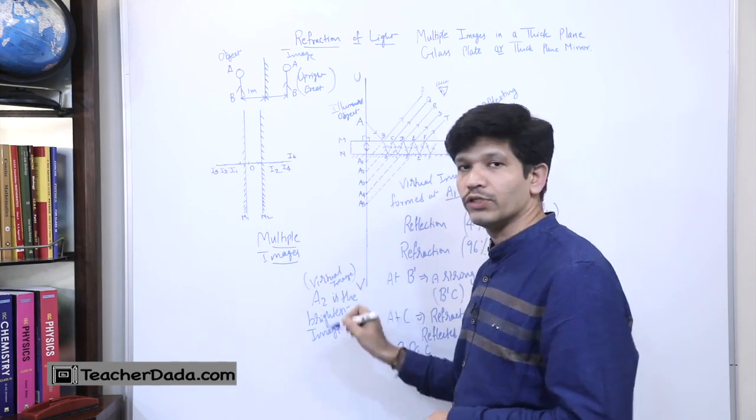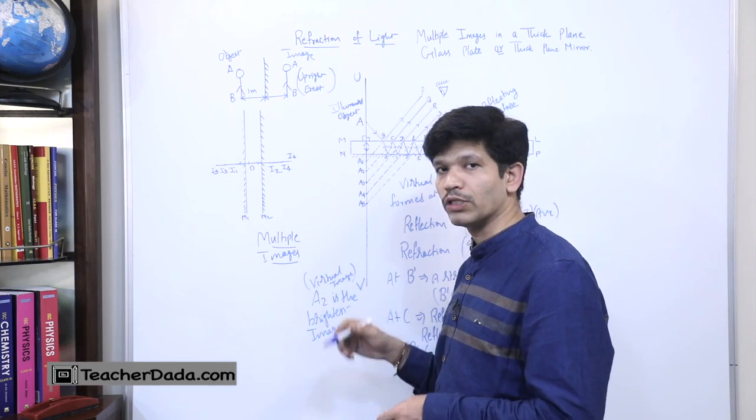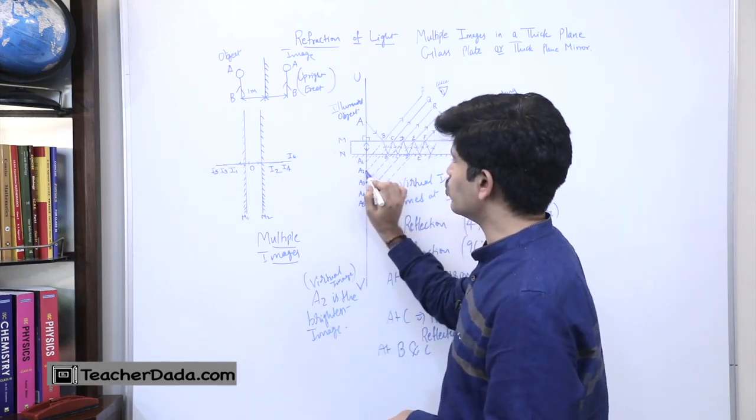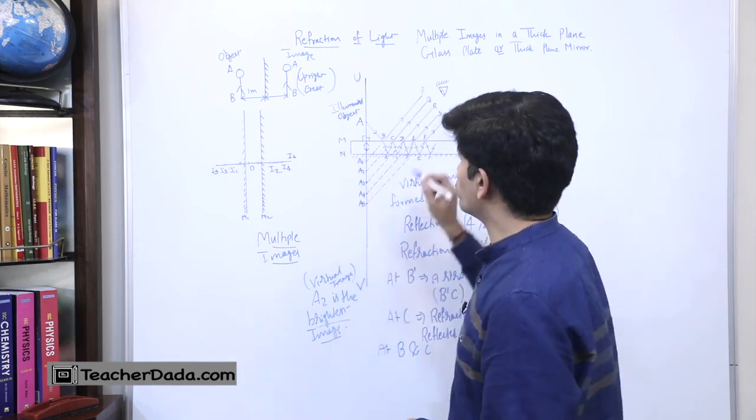Because what is a real image? A real image is the image which is obtained on the screen. A virtual image is the image which cannot be obtained on the screen, but it can be obtained by extending the rays backwards. So that's why A2 is the virtual image. But we are saying that it is the brightest image. So why is it the brightest image?